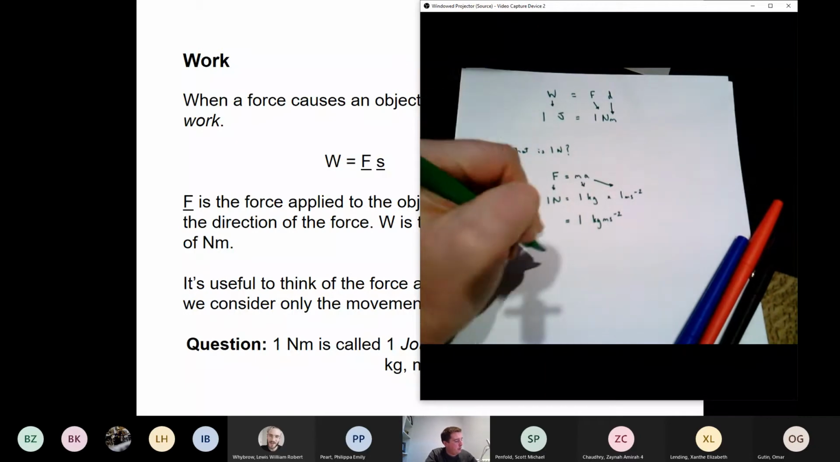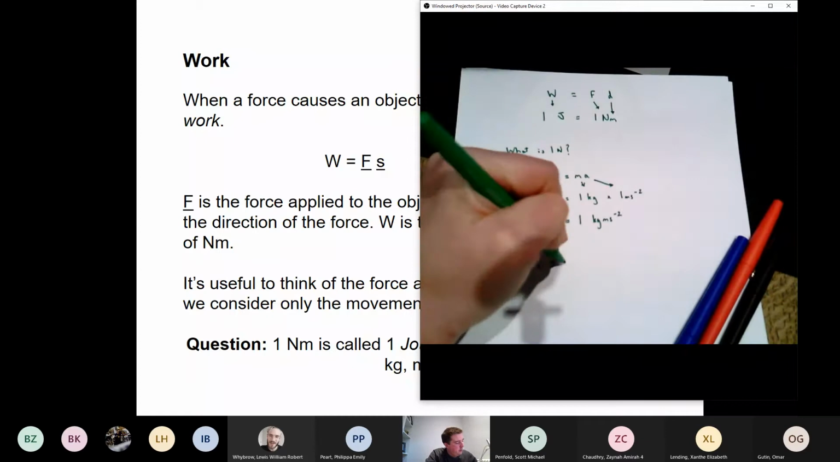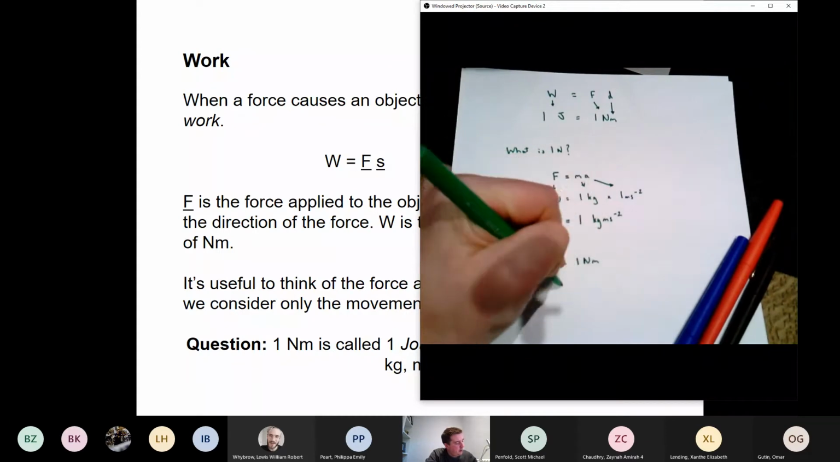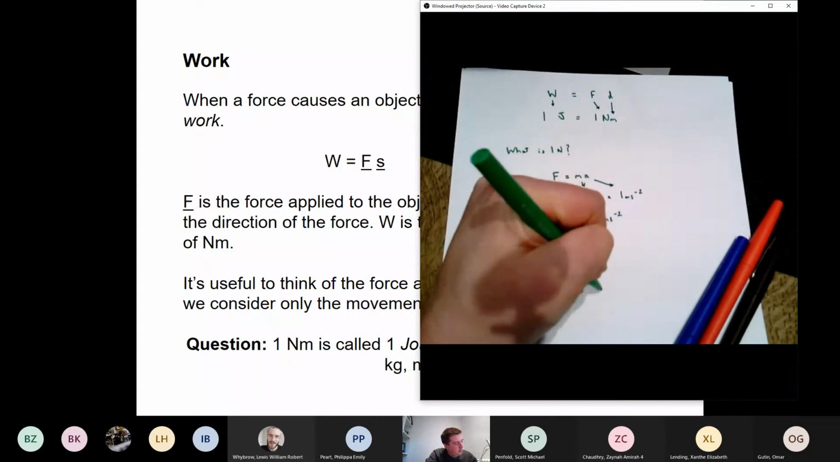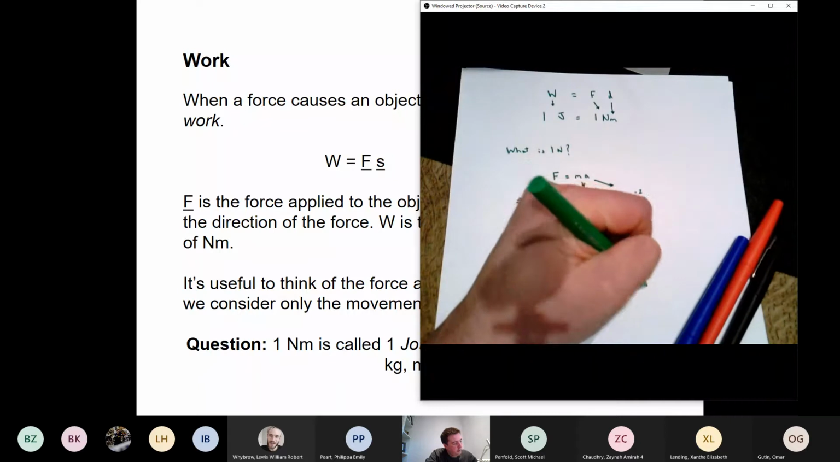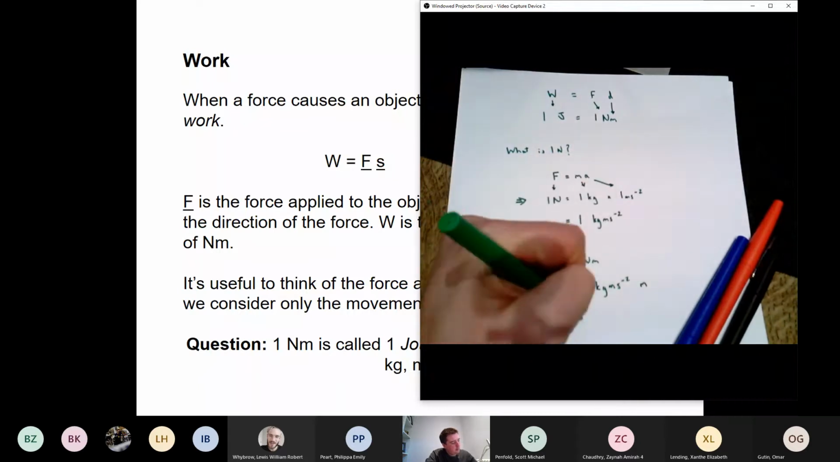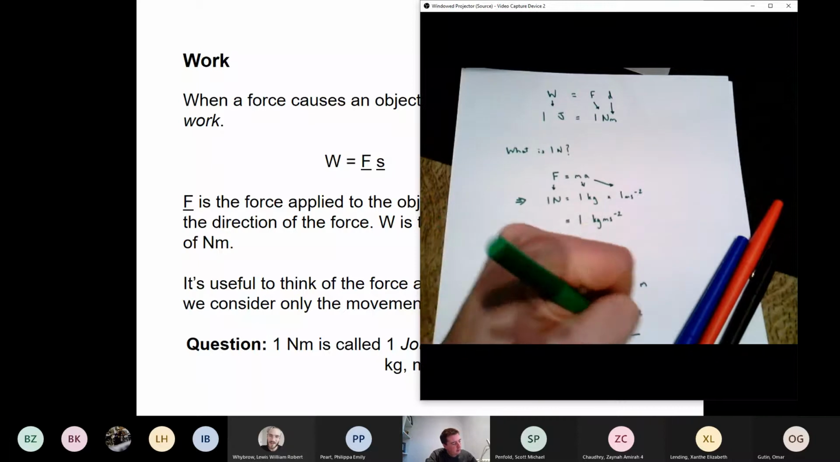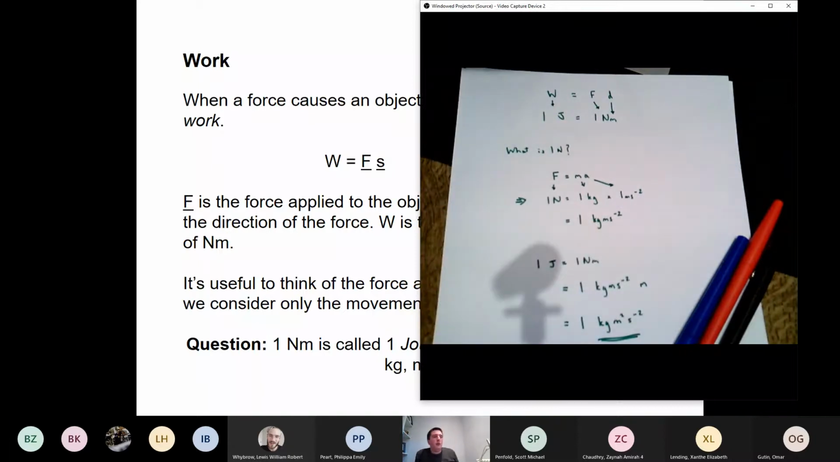So if 1 joule equals 1 Newton meter, that equals 1 kilogram meter second to the minus 2 multiplied by meters, and that's 1 kilogram meter squared second to the minus 2. So that's an expression for joules in SI units.